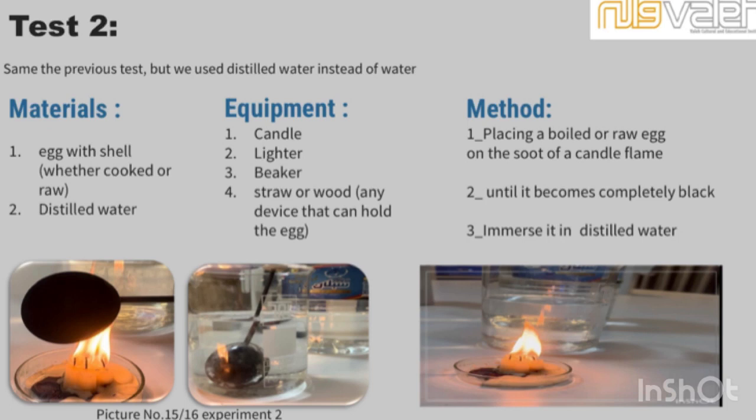Experiment number 2 is about the same experiment, but with one difference: we use distilled water instead of water. Our materials are distilled water and an egg with shell. We put our egg with shell in front of our candle soot flame, and after it is completely black, we submerge it under the water. It's about experiment number 2. Let's move to experiment number 3.